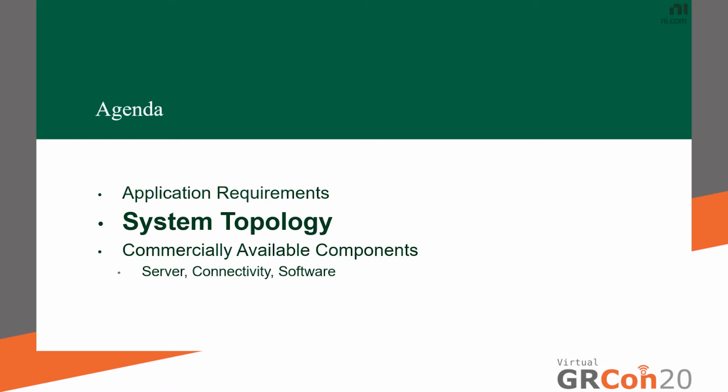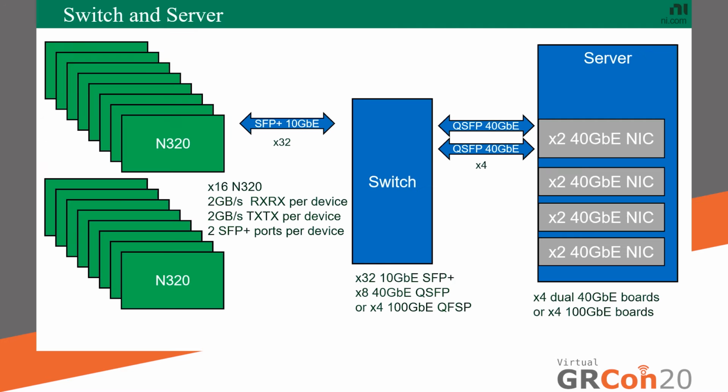And one of the first things you want to start figuring out is how you're going to be moving data through this system. It doesn't matter what you want to process. If you can't get the data to the processors, the whole thing falls apart. So we're going to first look at some system topologies that will enable the data movement that our application requires. And then from there, we'll look at some commercial off-the-shelf equipment that enables those system topologies.